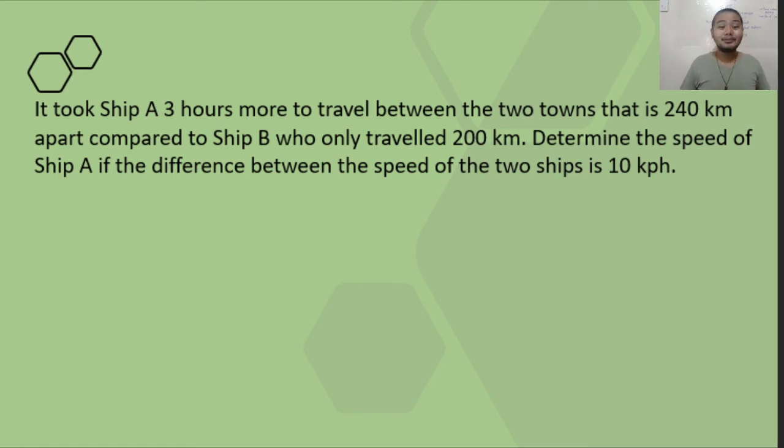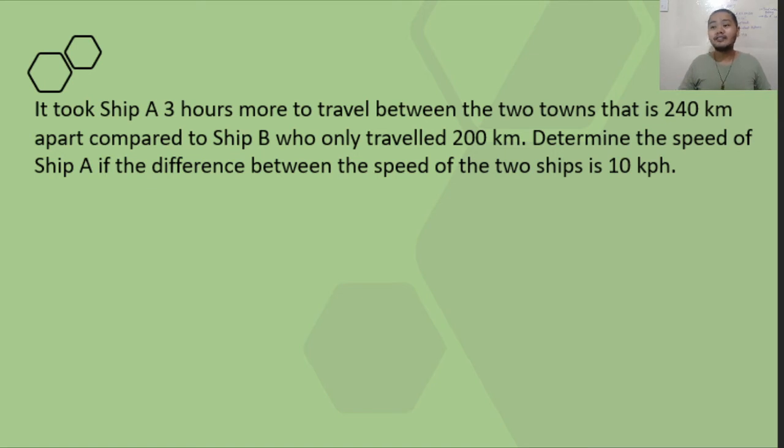Meron tayong dalawang ship. So, ship A and ship B. Si ship A, nag-travel siya ng 240 kilometers. Tapos, si ship B, nag-travel siya ng 200 kilometers. Ano pa? Yung time na ginugol ni ship A sa pagta-travel ay mas marami ng 3 oras compared kay ship B. So, come to think of it, konti lang ang tinravel ni ship B kasi 200 lang. Si ship A, 240. Pero, yung time ni ship A mas mahaba. So, in that case, mas mabilis ng konti si ship B.